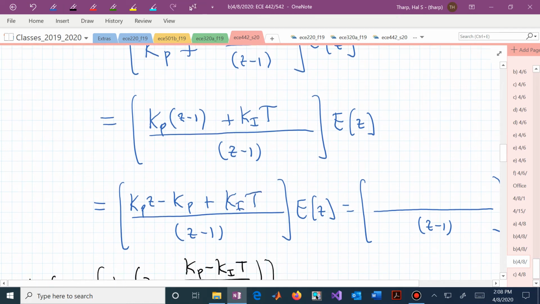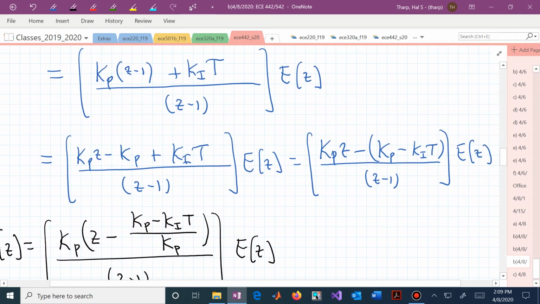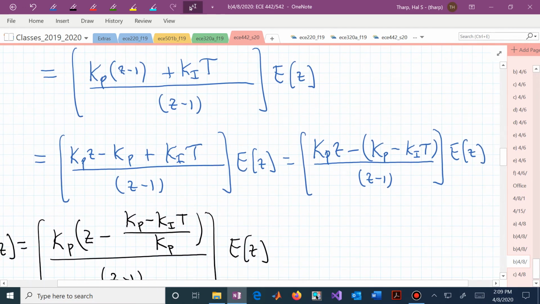We can now combine the constant coefficients. We now have k sub p times z, and let's just subtract from that. So now we have k sub p z minus k sub p minus k sub I T. We're really just performing some algebra, manipulating this expression so that it all starts to look a little cleaner in terms of what that's producing.